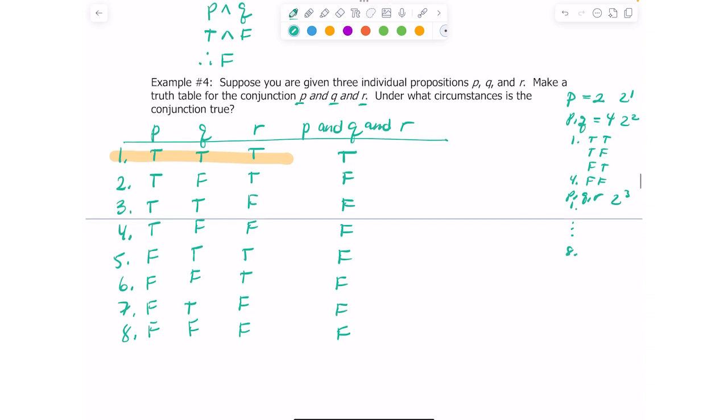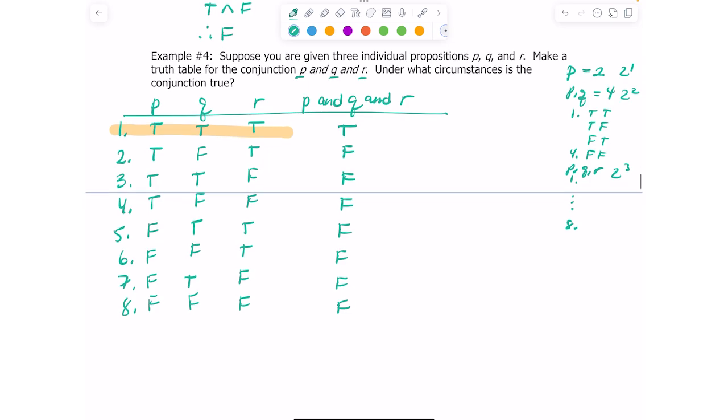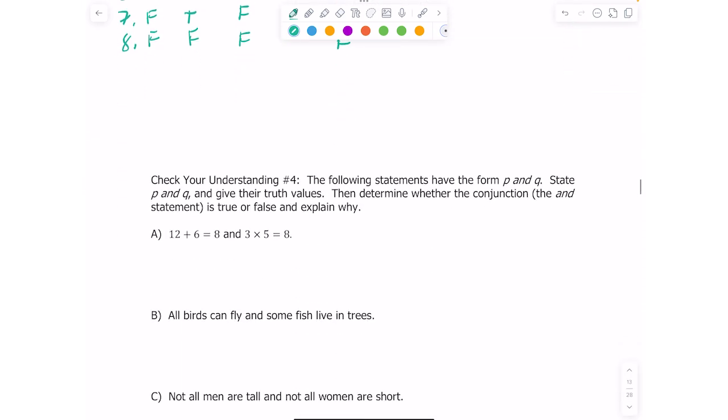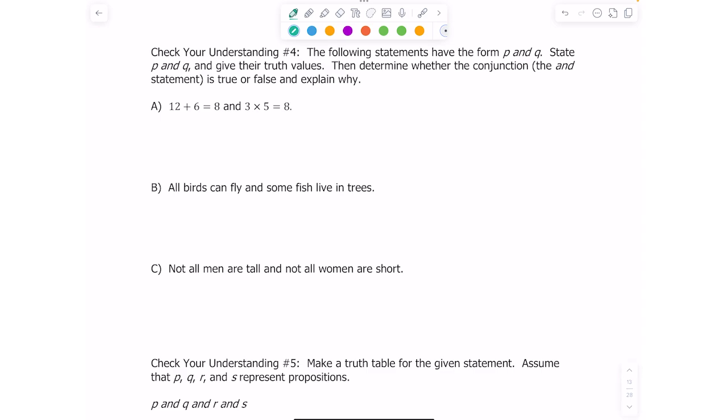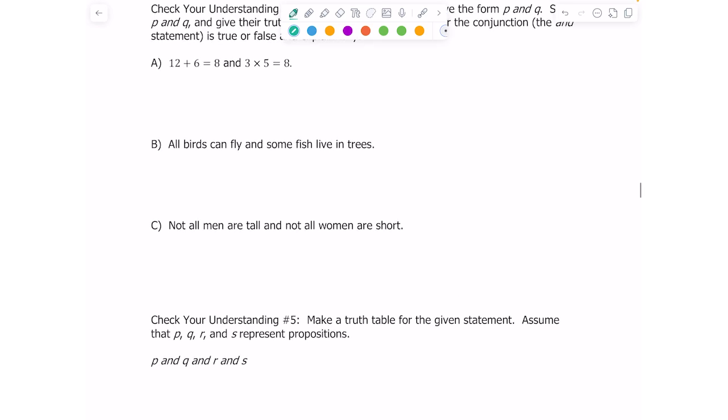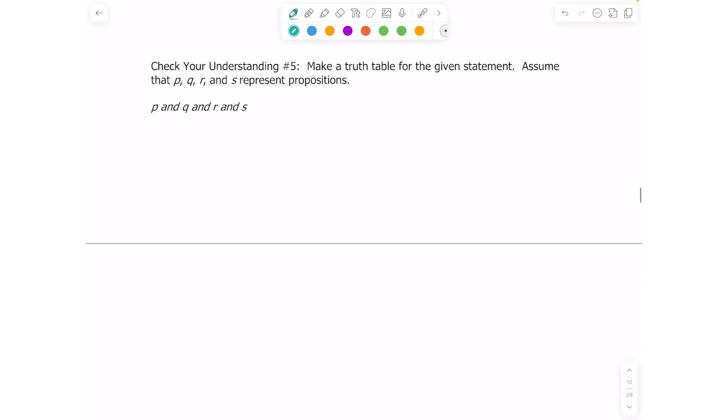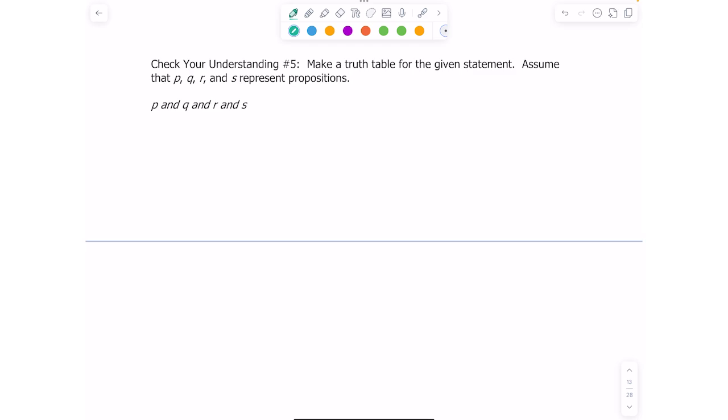I'm going to have you try the next part on your own. Here you're stating the P and the Q and giving their truth values, and then determining whether the conjunction, the AND statement, is true or false, and explaining why. And then in the next one, you're going to make a truth table, this time for P, Q, R, and S. And you want to discuss when that would be true.